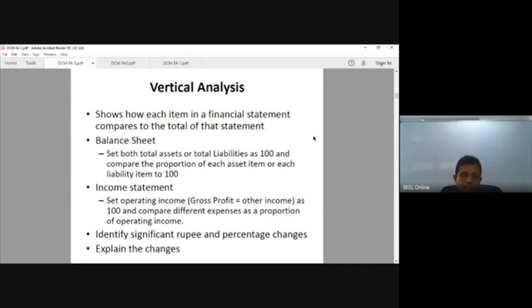Likewise, for all the items, you calculate a figure. Similarly, in the income statement also, you take the sales as the highest valued item, state that as 100, and based on that figure, calculate a percentage for individual items in the income statement as well. Thereby, you can identify the significant rupee and percentage changes and explain the changes. Right. We'll go to an example.